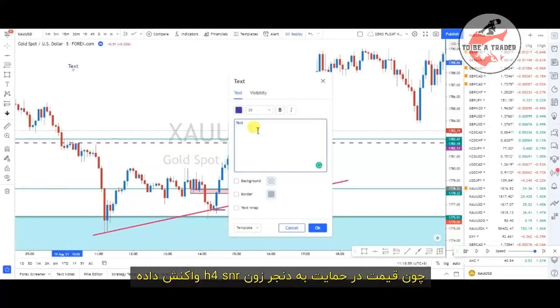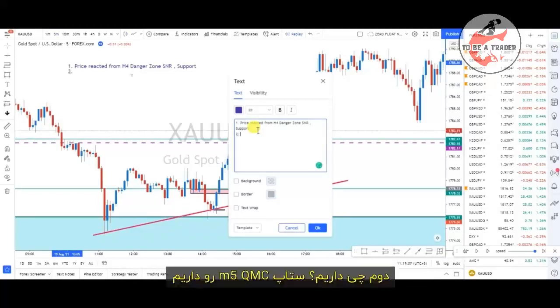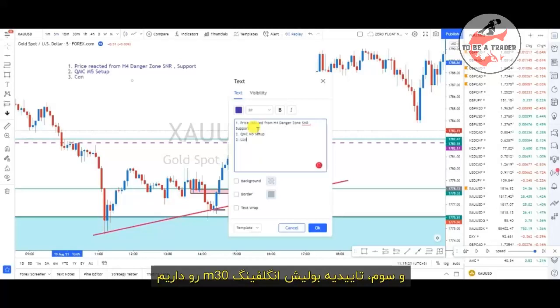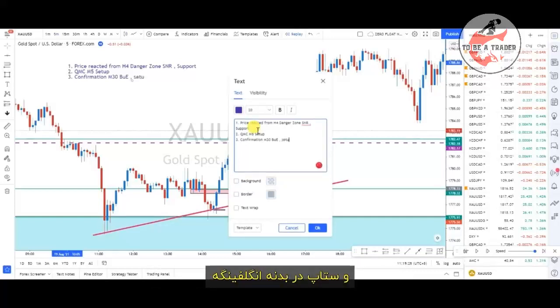Why? Because price reacted from the H4 danger zone, SNR on the support. Okay. Secondly, what do we have? We have the QMC M5 setup, isn't it? Okay, there is a trendline confluence. So the head, the lower low, is at the second drive. And third, we have the confirmation on the M30, a bullish engulfing. And the setup is in the engulfing body.